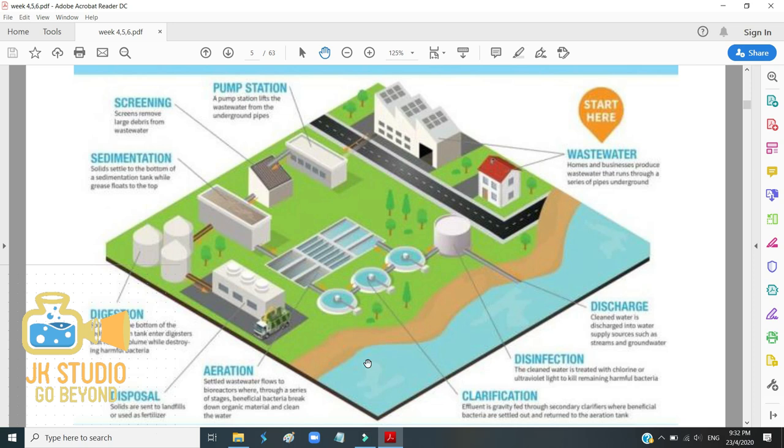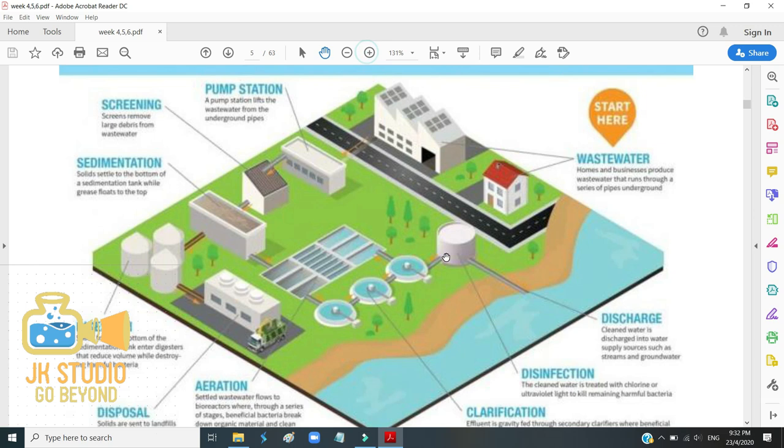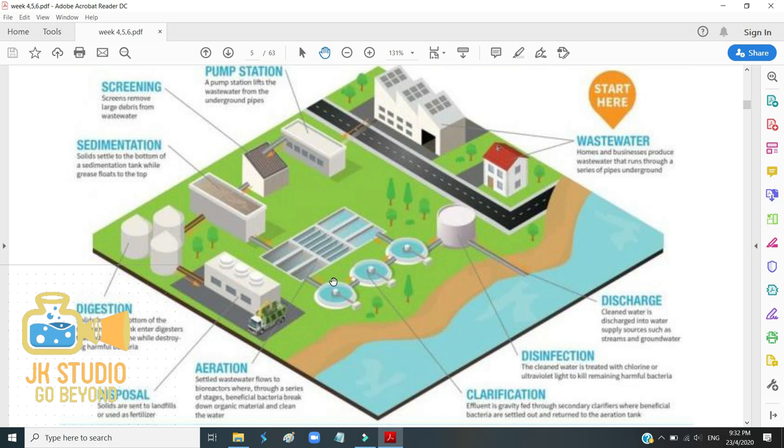Interestingly, it will also have a clarification process, where the effluent is gravity fed through the secondary clarifier, where beneficial bacteria settle and are returned to the aeration tank. That means the good bacteria will not be killed. They will settle and then return to the aeration tank again, and can be reused for the process of aeration again.